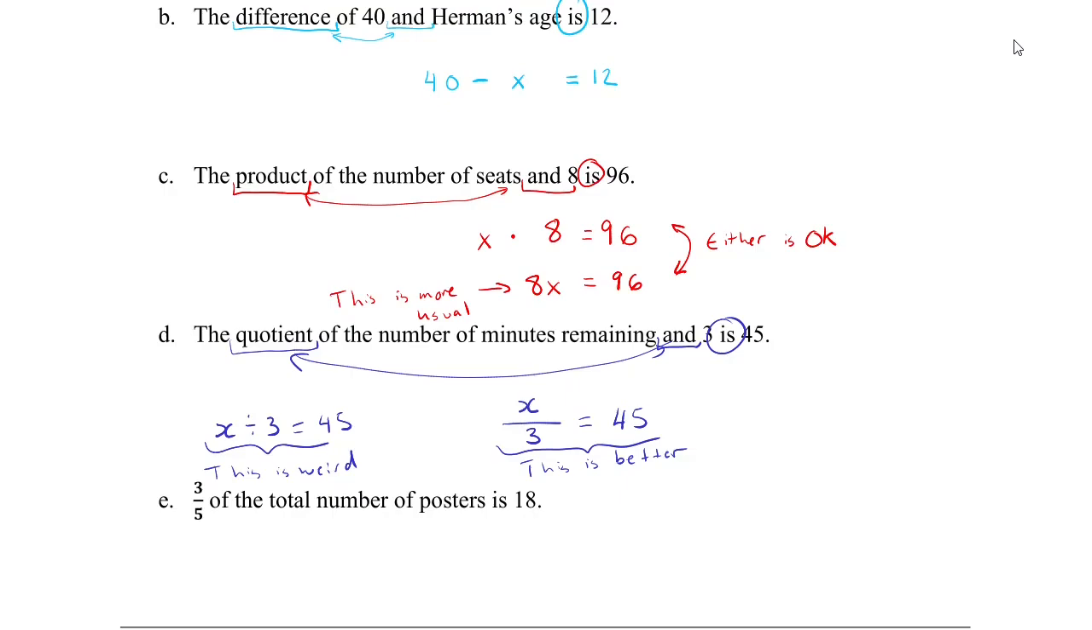And then in this last part, we have a fraction of. So 3/5 of the total number of posters is 18. 3/5 times an unknown is 18. So that's all there is to these technical terms. Identify what the term is. Identify how the equation is set up if you're being given an equation. And then you can just write it down.